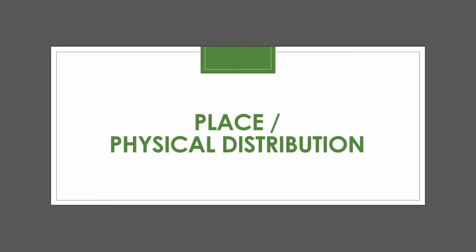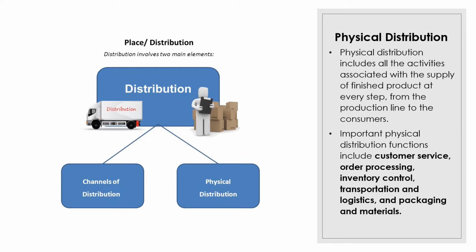Welcome to this lesson on place or physical distribution. So let us understand the concept of place or distribution. In distribution, there are two components or two divisions. One is channels of distribution and the other is physical distribution. Physical distribution includes all the activities performed to supply the manufactured product from the production line to the final consumers.